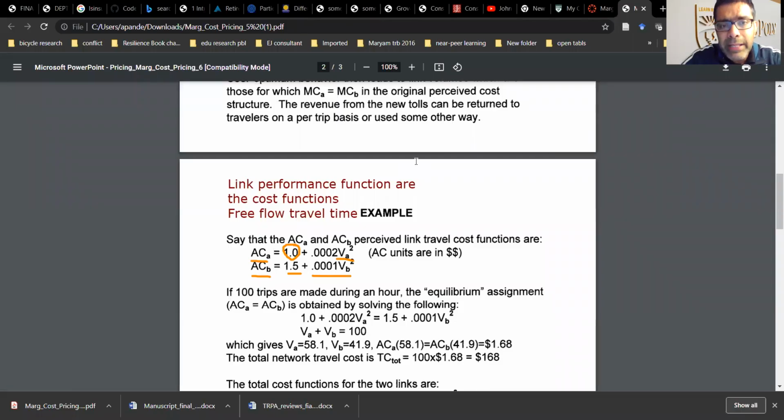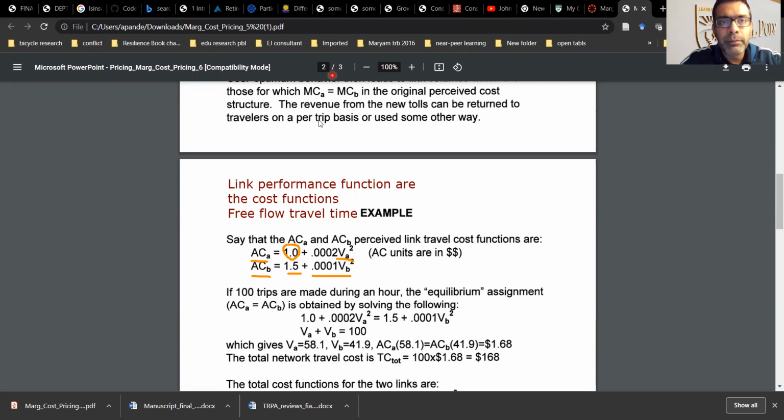So the question we are trying to answer is: if all initial people take the lowest free flow travel time or lowest fixed cost route, which is route A in this case, what will happen is that this VA value will keep rising. But it can only rise so much before route B starts looking good to people. And let me propose a way to figure out what that value for VA is.